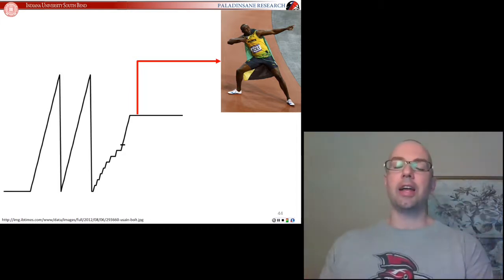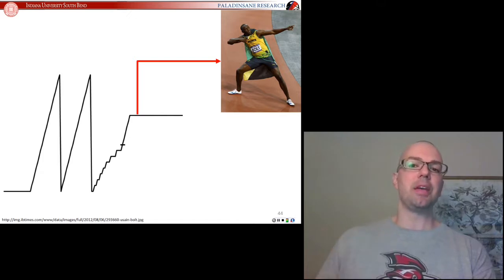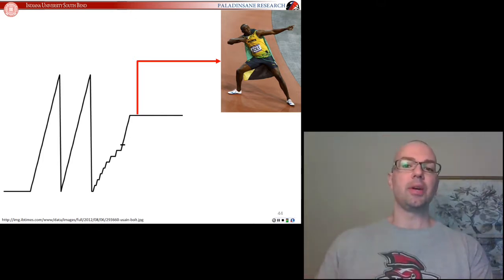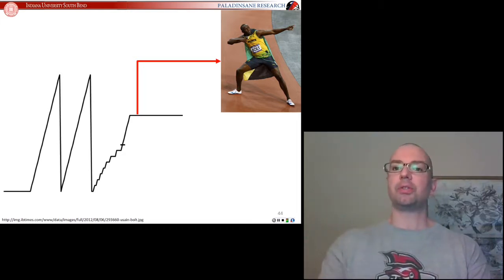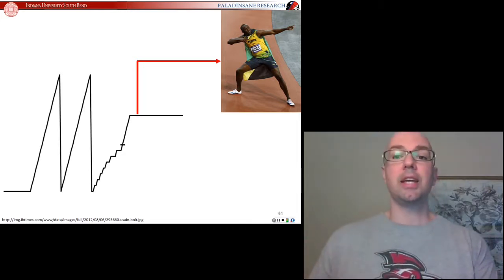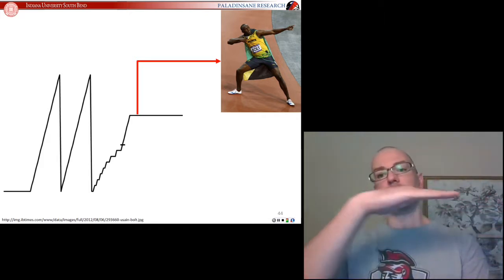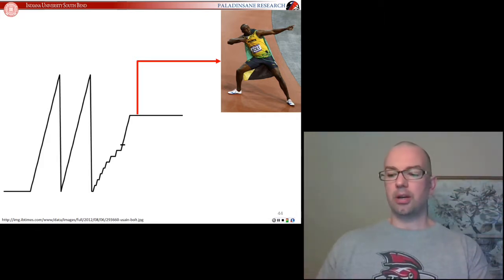So a flat line on a cumulative recorder doesn't necessarily mean that the organism isn't doing anything, but what it means is it's not doing the behavior that we're measuring. So Usain Bolt at this point was not taking steps, could be doing anything else, but if he's not taking steps, the cumulative recorder would indicate that with a completely flat line.